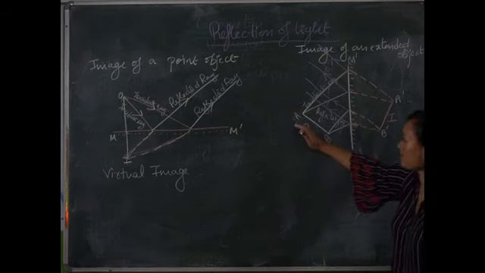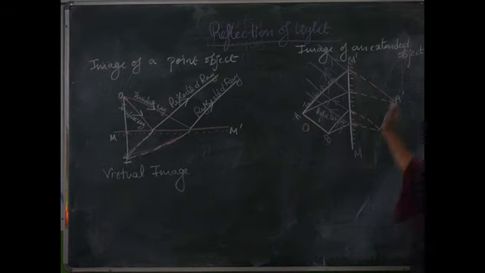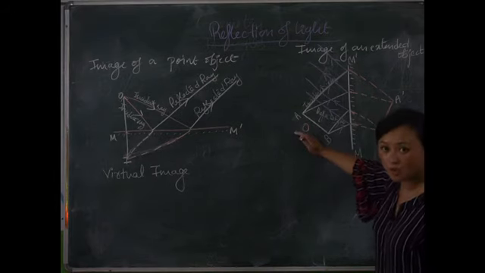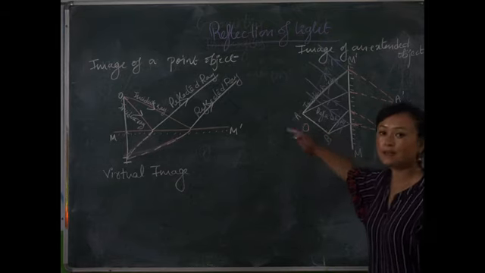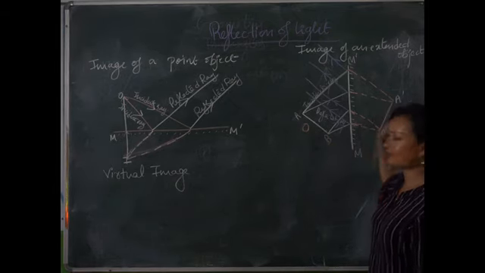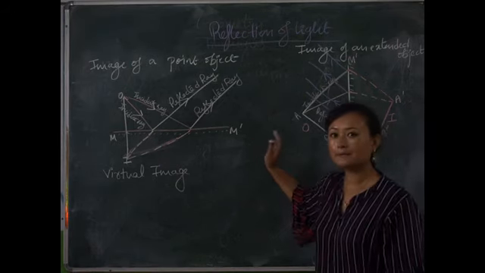It is the same as the object: the height, the distance from the mirror, the size, they will be the same in all respects. The image will be the same as the object in all respects. It will be an exact copy of the object. So this is how an image is formed in a plane mirror.